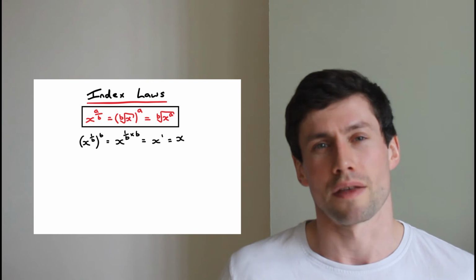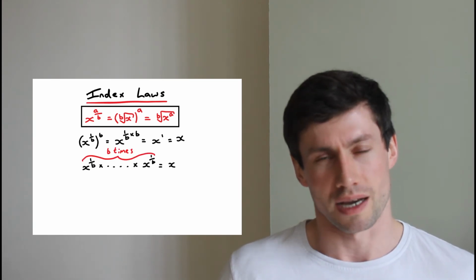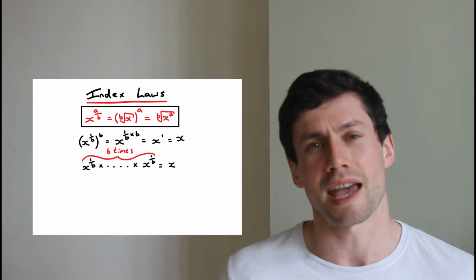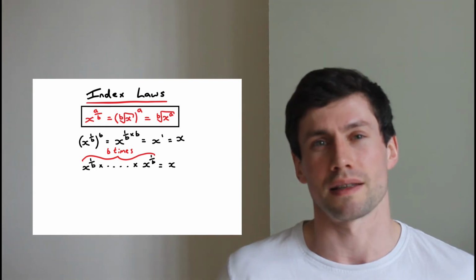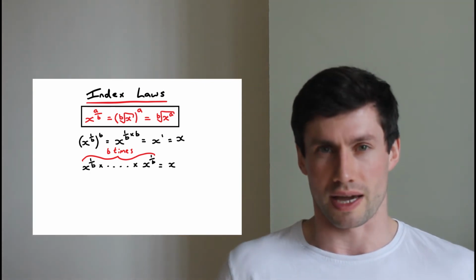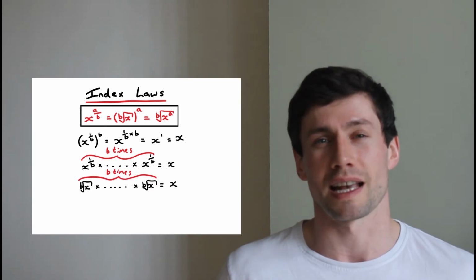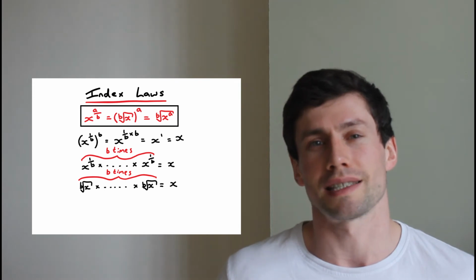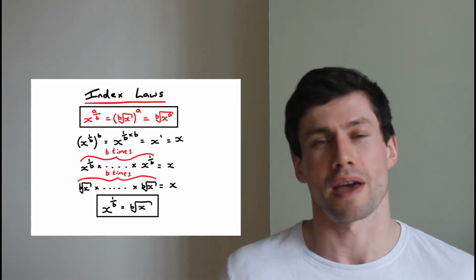Writing this out in another form would look like this. x to the power of 1 over b times x to the power of 1 over b times itself again and again, b times, would equal x. Compare this to the definition of the bth root of x. The bth root of x is such that when you times it by itself b times, you get x. We can therefore clearly see that x to the 1 over b is the bth root of x.